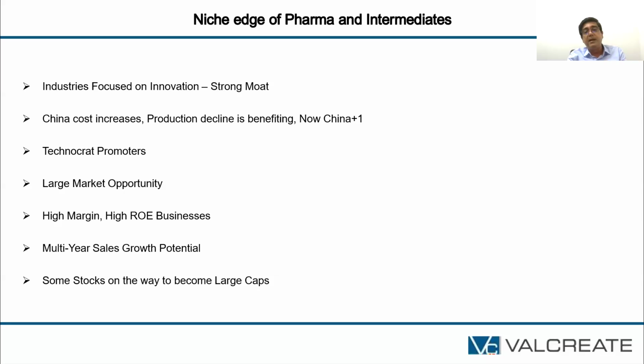This also entails multi-year sales growth. Every company is growing at 15 to 20% and above. Every year they are churning out products. Every year you have new products being launched at high margins, and that growth is reflected not only in the sales but also in the bottom line. And many of these smaller companies in the early 2000s, when I used to cover these sectors, have become large caps today, and many of the smaller companies today will become the large caps of the future. So one cannot ignore these companies.